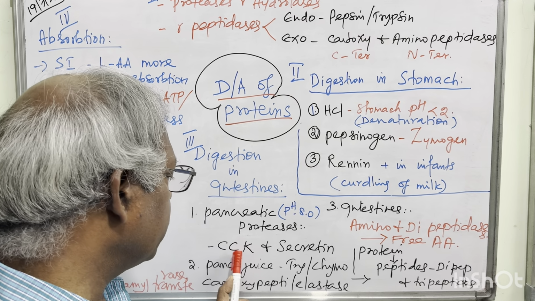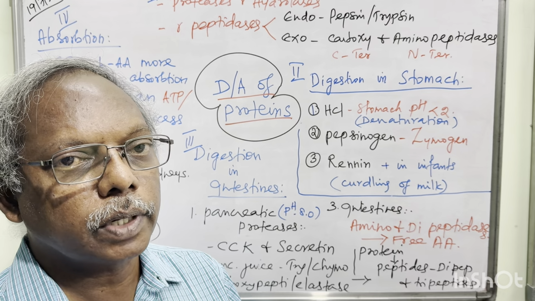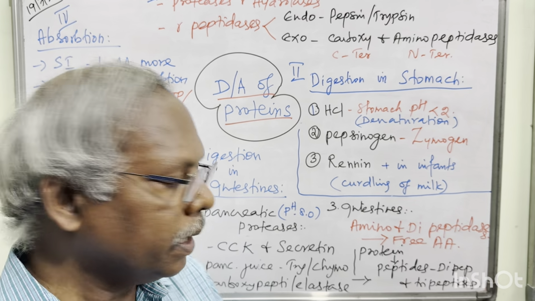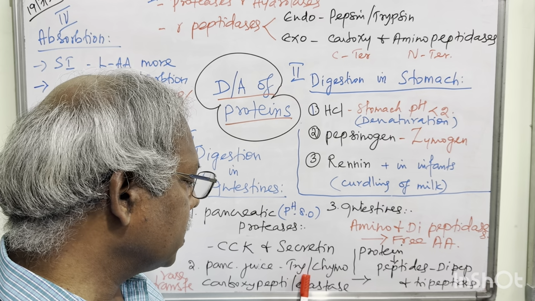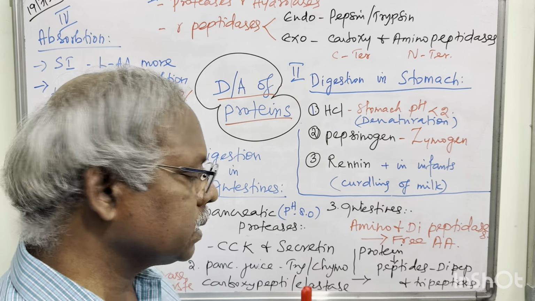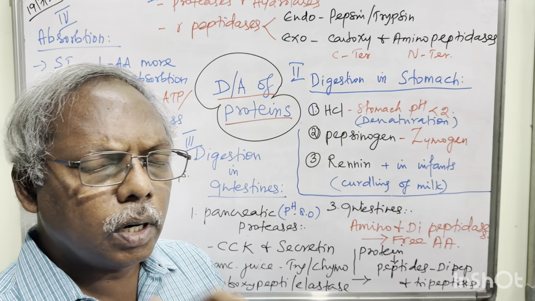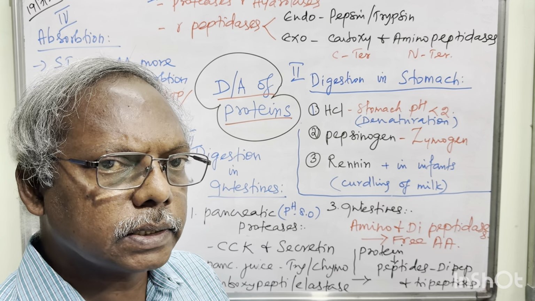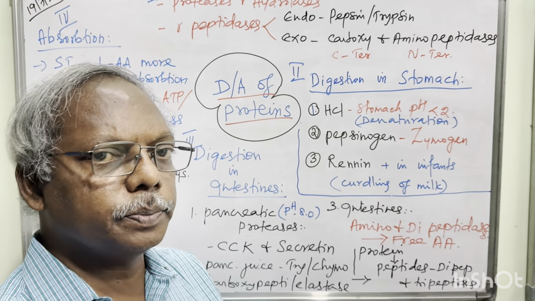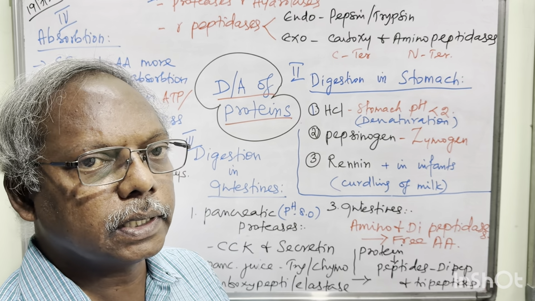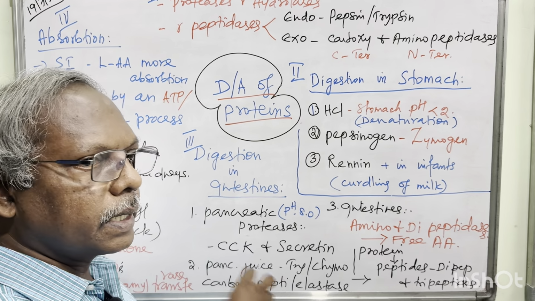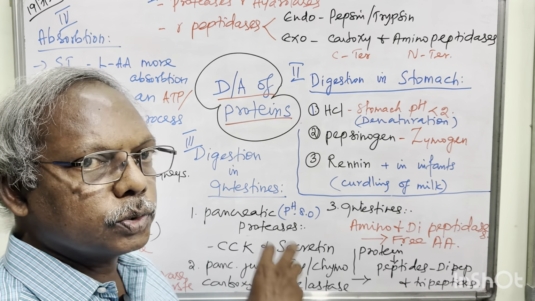We have 2 important pancreatic hormones, that is cholecystokinin and secretin. In pancreatic juice, we have trypsin, chymotrypsin, carboxypeptidase and elastases. You all know that chymotrypsinogen only releases chymotrypsin, pepsinogen only releases pepsin, and trypsinogen only releases trypsin. Like that, this pancreatic juice will go for the breakdown into amino acids. Here, the protein will be converted into peptides, then dipeptides, then tripeptides.